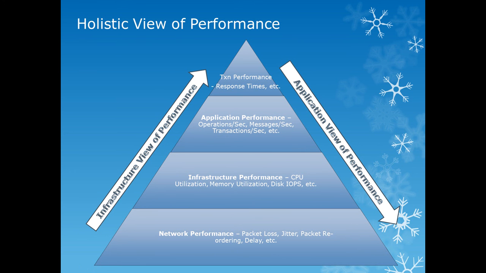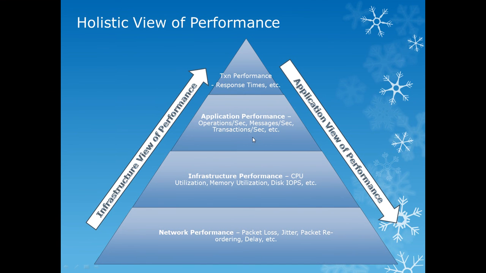So the holistic view of performance recommends that your view of performance should include the transactional view, which is the view of performance with regards to transactional response times and transactional availability. Then the application performance, which is the next tier, which is the ability of the application to process a given set of orders, or a given set of messages, or a given set of transactions within a particular time interval. And of course, this would be based on the non-functional requirements that you define.